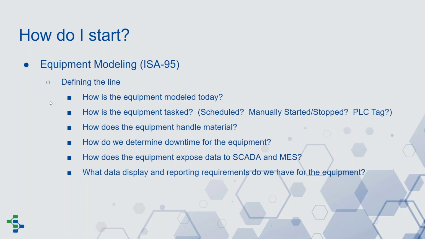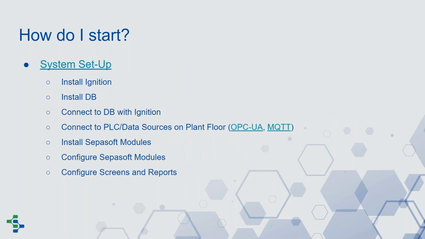Okay, so we need to think about how we get data. Is it manual? Is it automatic? That could influence where we draw the lines. Oh, that's a terrible pun. Well, okay, and then what data display and reporting requirements do we have for the equipment? That's going to also influence our decision.